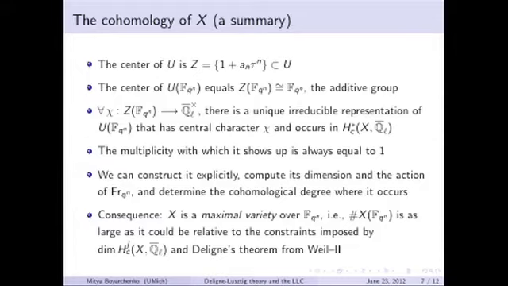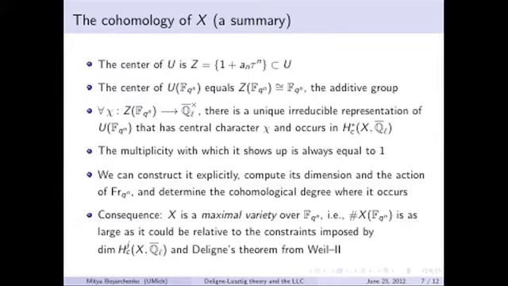Okay. And now if you pick any additive character of F_q^n, right, so you can think of it as a character of the center of this finite group. Of course, in general, there may be many different irreducible representations of this group which have this particular central character. Okay. But however, it turns out that there is exactly one of these representations which also occurs in the cohomology of this variety X. Okay. And now another important fact is that the multiplicity with which it occurs is always equal to 1.